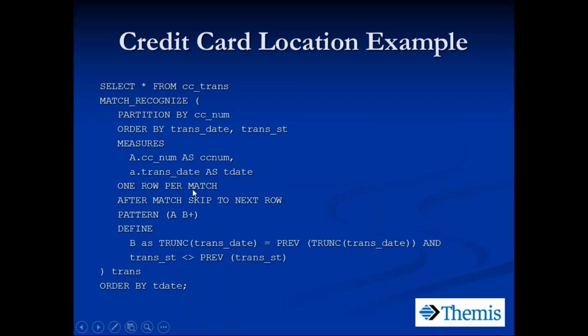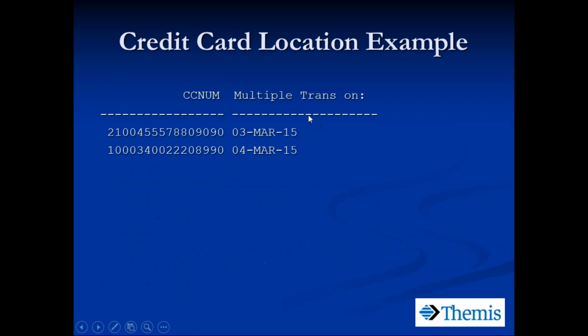So here's another example of that here. Remember, these are good examples. If you haven't used them before, just make sure you get a copy of our slides from today. And here's the output from that. I just printed out the credit card number and the date where the match occurred. In other words, the date where I had multiple transactions, but they were from different states. Okay?